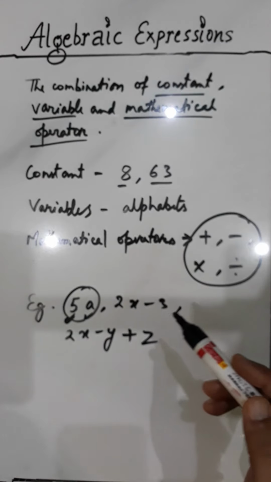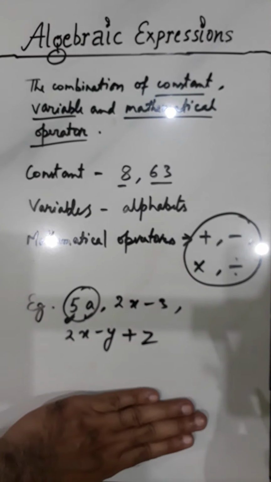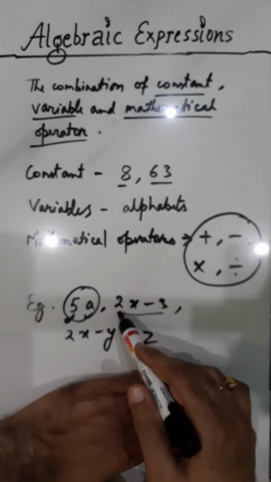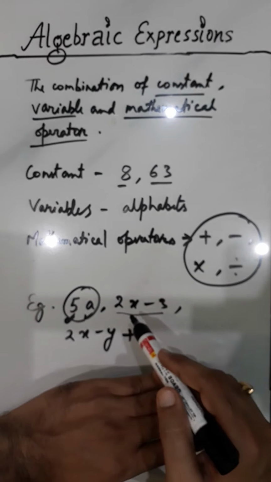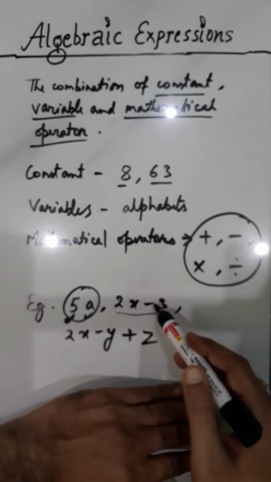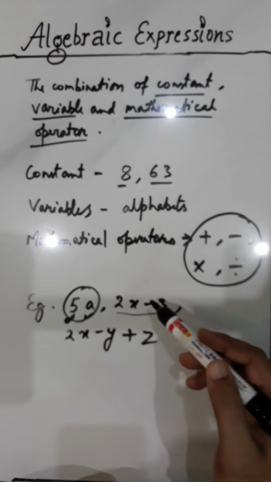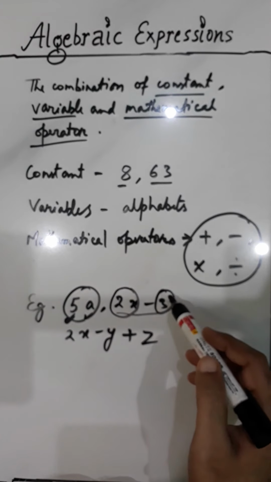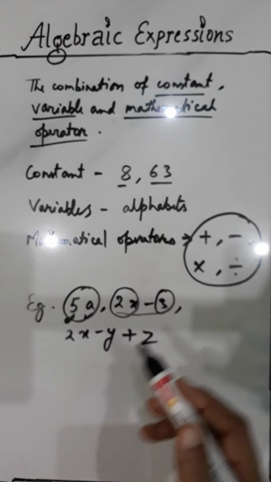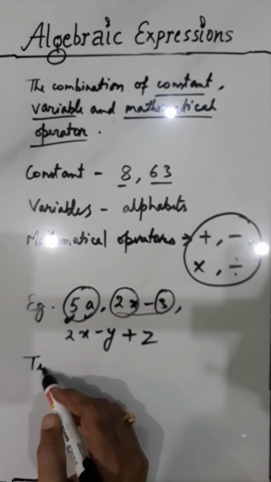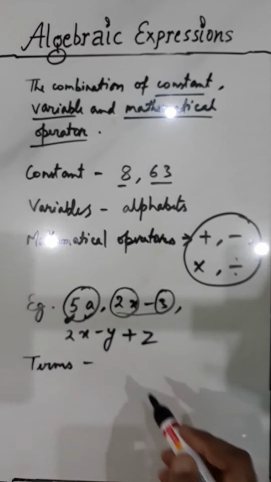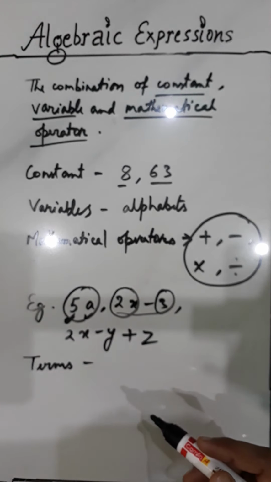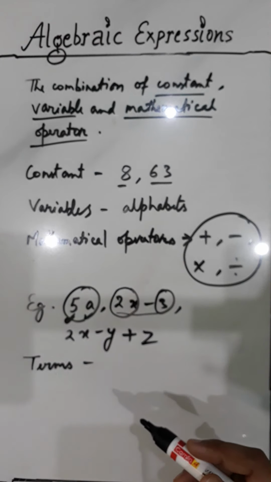Now when you see this, over here it is 2 into x, then minus 3. But here there are two terms. So with this, let us now come towards terms. Don't think of it in any other sense. What does this term mean?